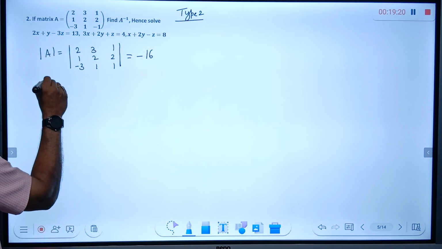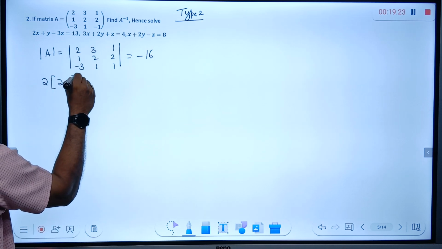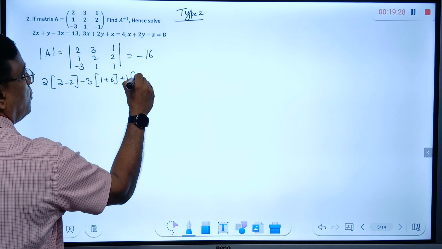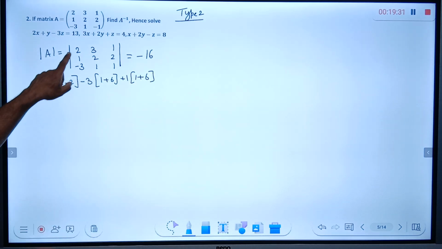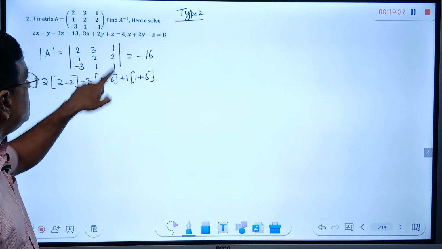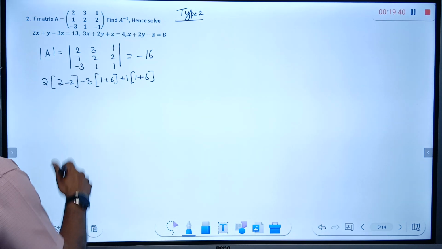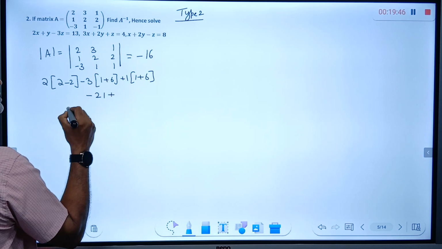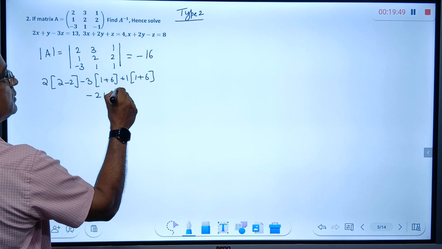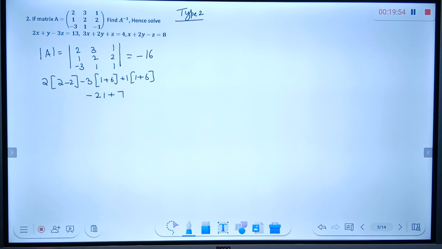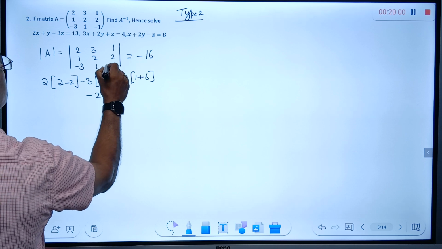If you want, I can quickly show this: 2 into 2 minus 2, minus 3 into 1 plus 6, plus 1 into 1 plus 6. So what is this? This is 0, minus 21 plus 7. I think something is wrong. Minus 3, 1, this is minus 1. See, I made a mistake here.